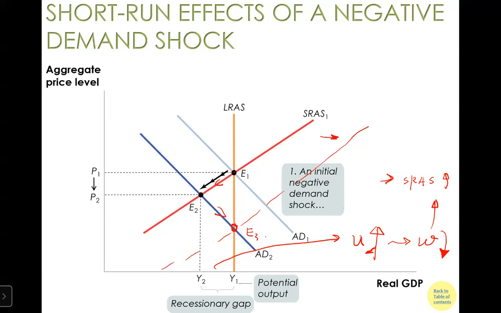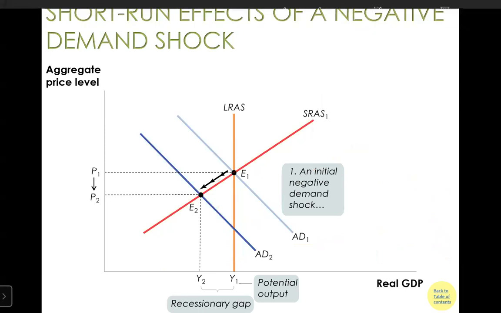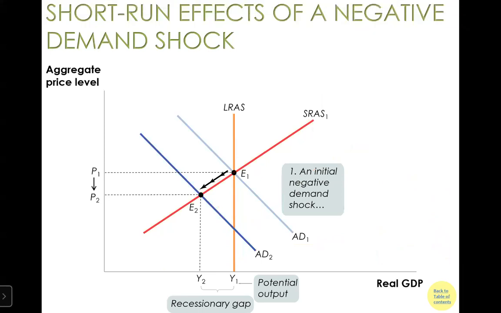All right. To summarize this part, we start with a negative demand shock. This negative demand shock will push down the aggregate demand curve. Price falls. Output falls.